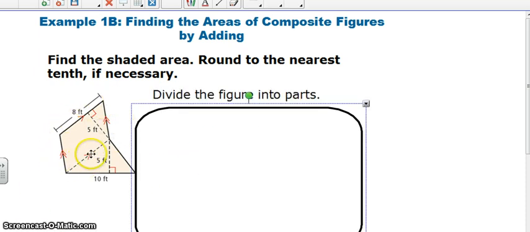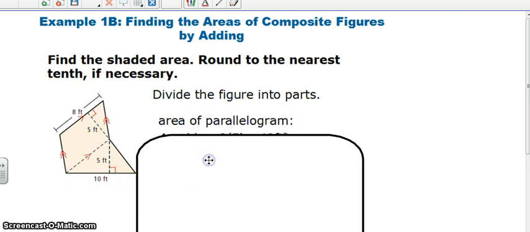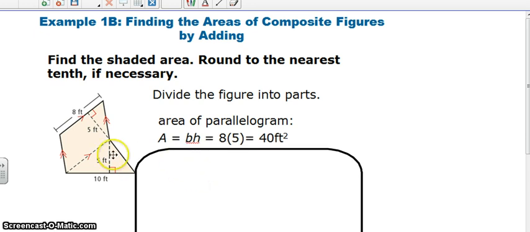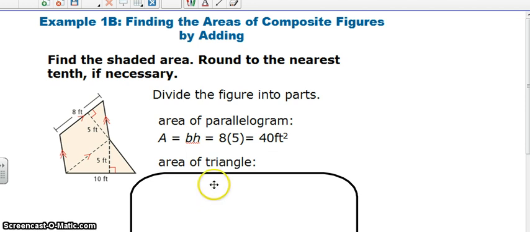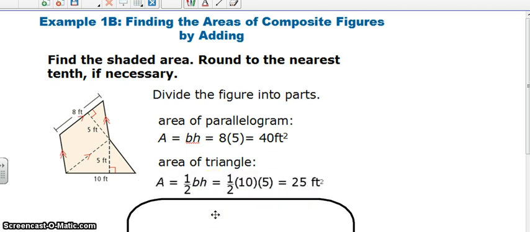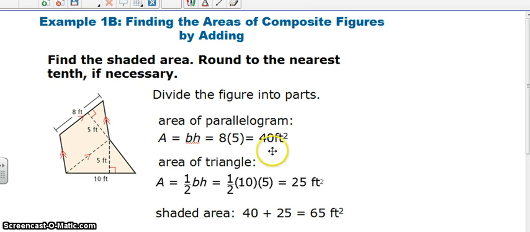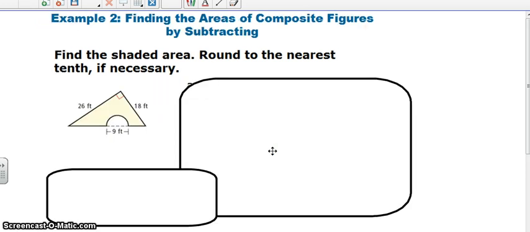So if we look at this figure here, it is a beautiful parallelogram, right? And we're given the height. So that is what is in the plan here for this composite figure. We have a big parallelogram that is 8 by 5, and then we have this triangle which has a base of 10 and a height of 5. So when we put it together in that way, we have the parallelogram at 40 feet squared, and then the area of the triangle, which I guess would be 25 feet squared. Combining these together, we have 65 feet squared. Very good.